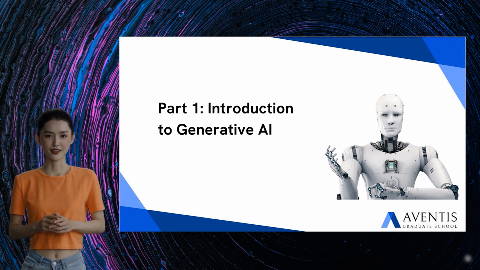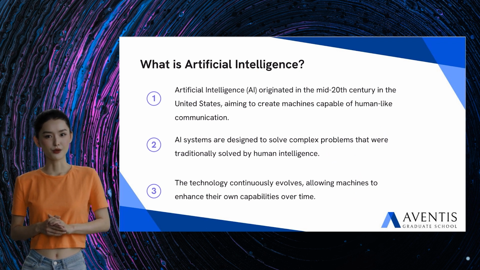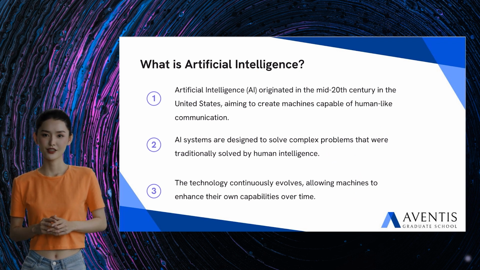Part 1. Introduction to Generative AI. What is artificial intelligence? AI systems are designed to solve complex problems that were traditionally solved by human intelligence. The technology continuously evolves, allowing machines to enhance their own capabilities over time. Artificial intelligence, AI, originated in the mid-20th century in the United States, aiming to create machines capable of human-like communication.